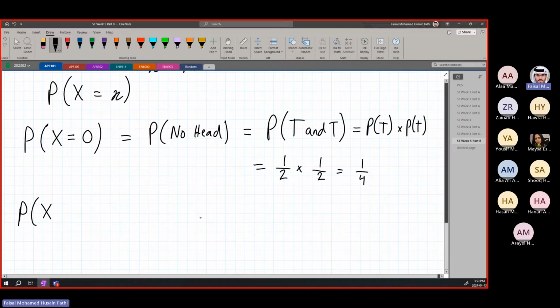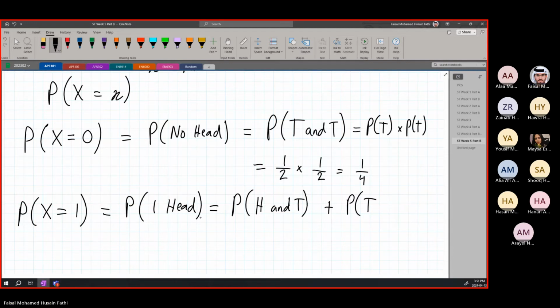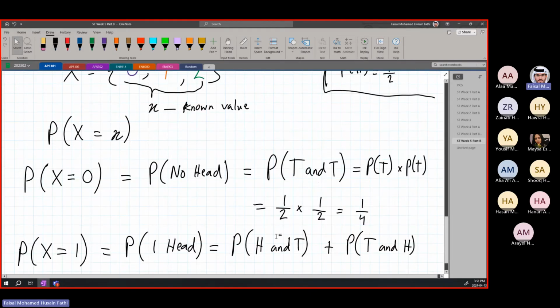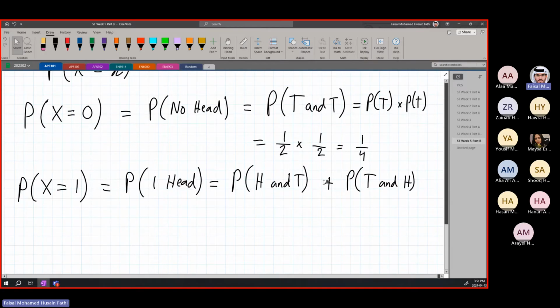So let's look at if x is equal to 1. So remember, x is equal to 0 as in no head. X is equal to 1, meaning the probability of getting one head. All right? This is going to be basically the probability of getting head and tails plus the probability of getting tail and head. Why? Because it is either we are going to get this first one, head and tails, or we are going to get tails and head. That is why we are adding them up, because this is simply the same as union. We are adding this plus this.